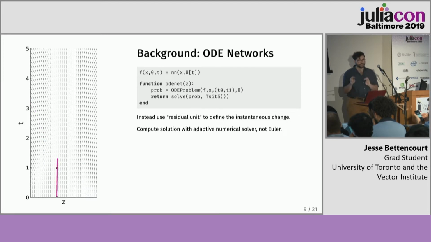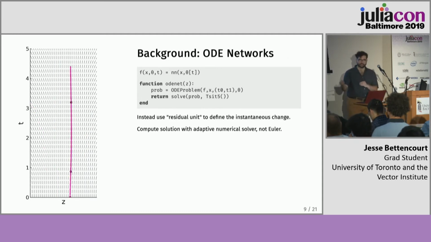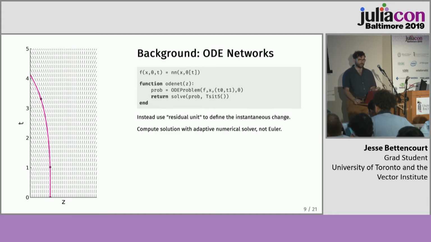And in this case, the residual unit is still a neural network, but instead is parameterizing the instantaneous time derivative, as opposed to a discrete change in time, like a ResNet. And so as you can see, we've replaced all of these discrete compositions of residual units with a single ordinary differential equation solve. And so this is the idea underlying neural ODEs.